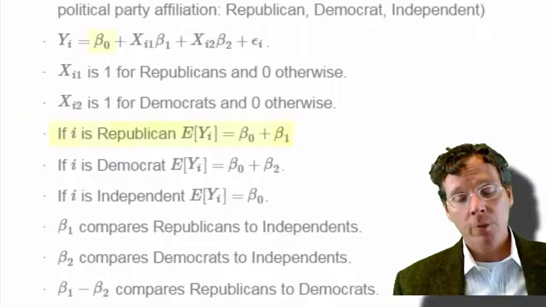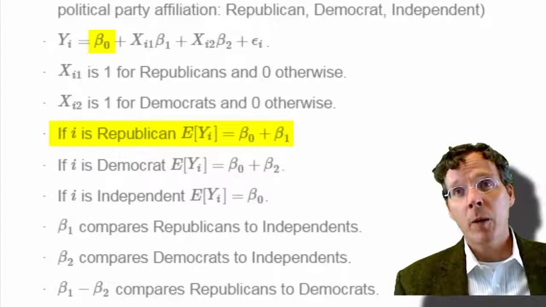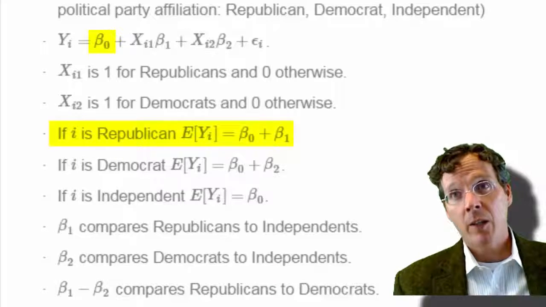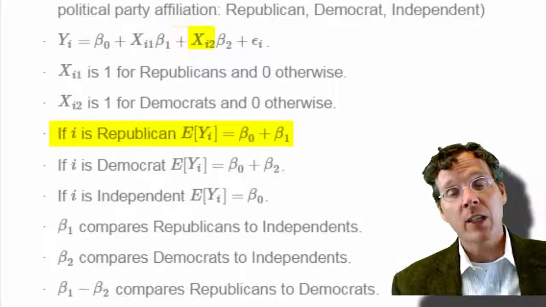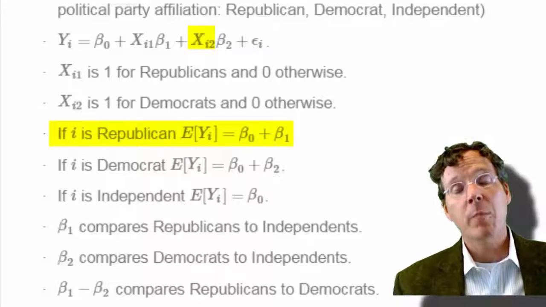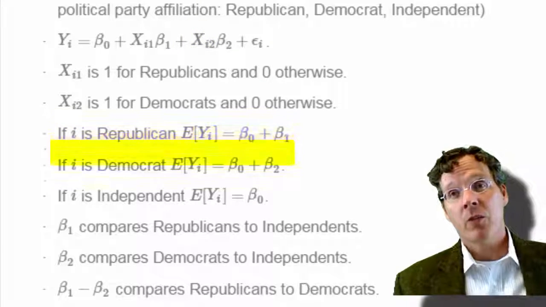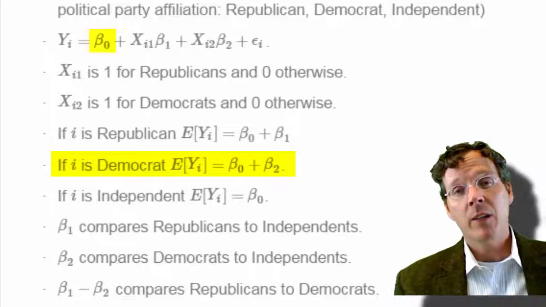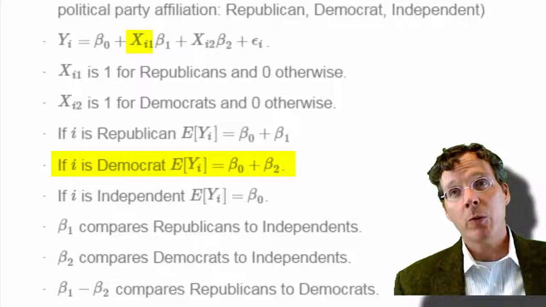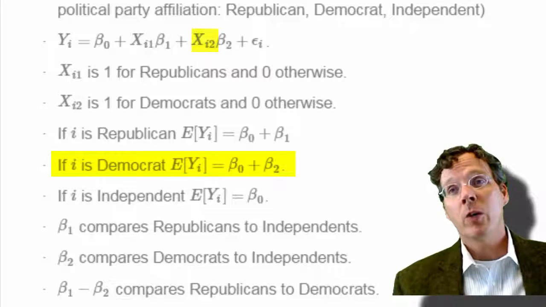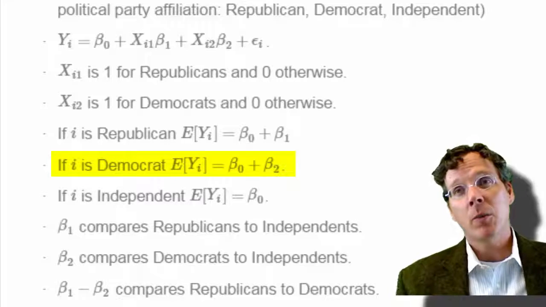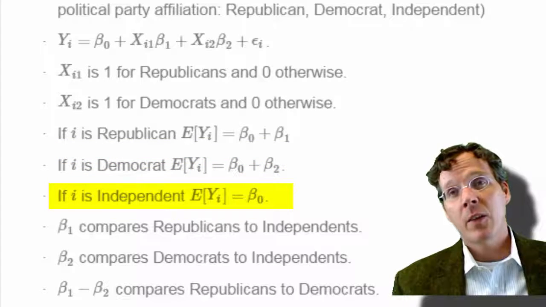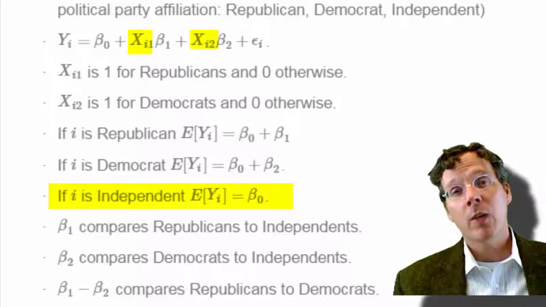Okay, so if a person is a Republican, then their mean is going to be beta naught plus, this first x term is going to be 1, so plus beta 1, and then the second x term is going to be 0, and so their mean will be beta naught plus beta 1. If the person is a Democrat, then it's going to be beta naught, then x1 will be 0, so that term will drop out, then x2 will be 1, and so it'll be plus beta 2. So for the Democrat, their mean from the regression model will be beta naught plus beta 2. And then if they're an independent, both these x terms will be 0, and it'll just be beta naught.